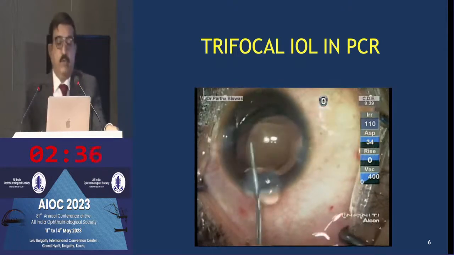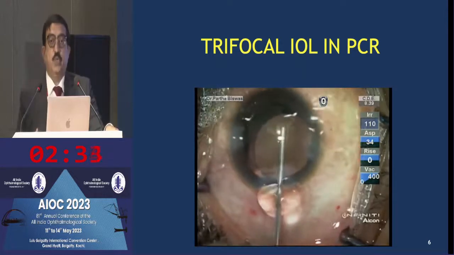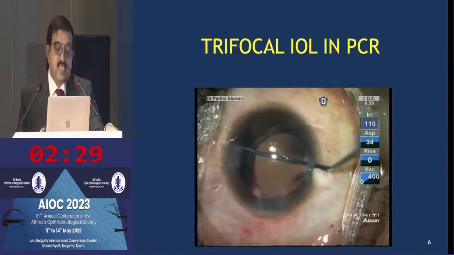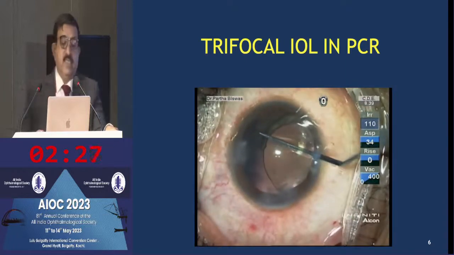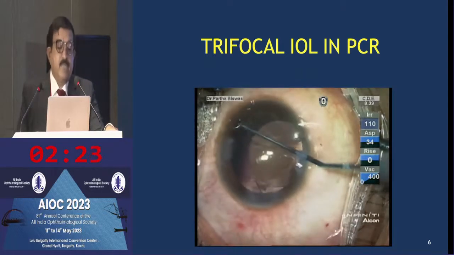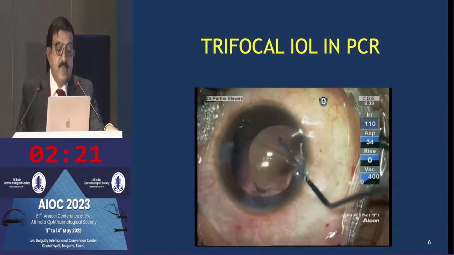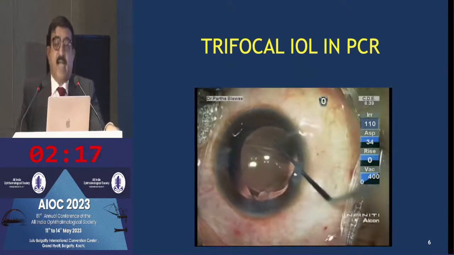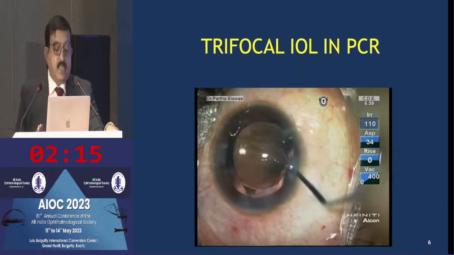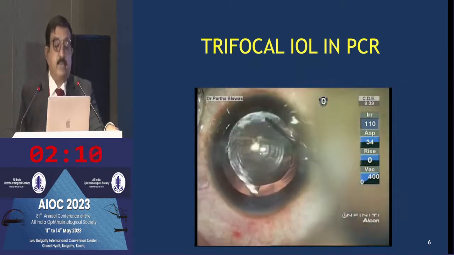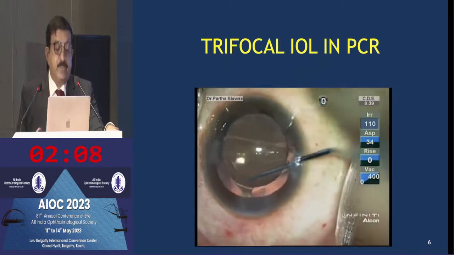Now, a trifocal IOL in a PCR, should you or should you not? This patient had a trifocal IOL in the first eye, and therefore with a PCR, and we could put it in the bag. So we placed it in the bag, and this trifocal IOL in the bag does give the possibility where you can put a trifocal IOL even with a PCR.